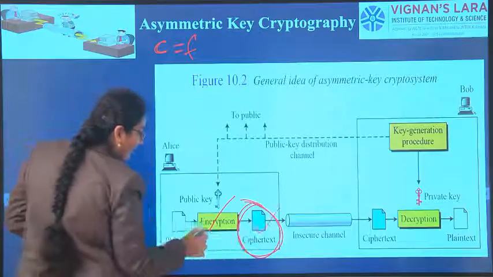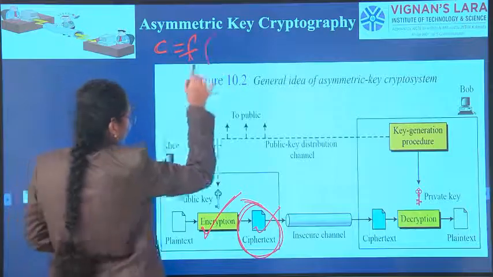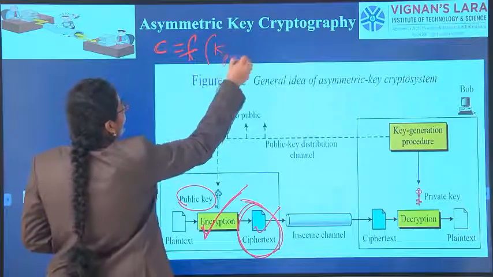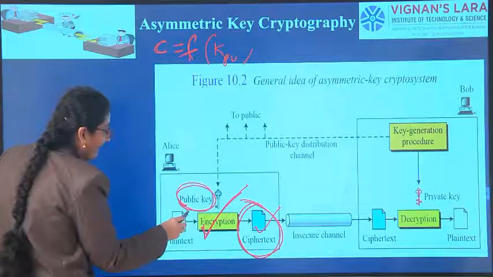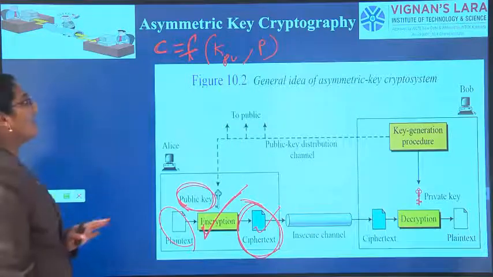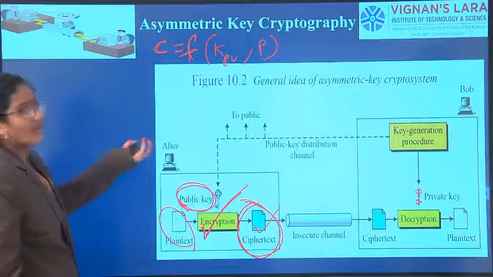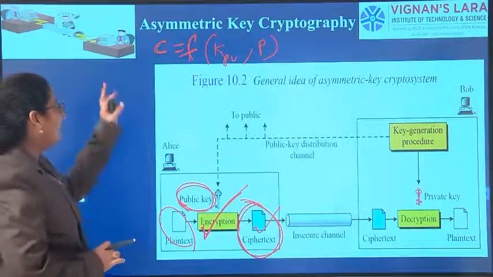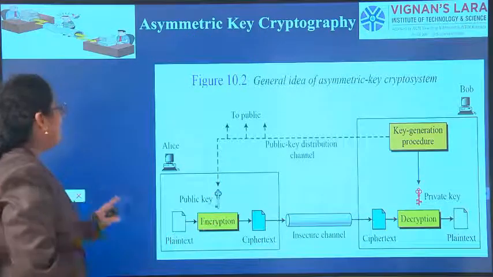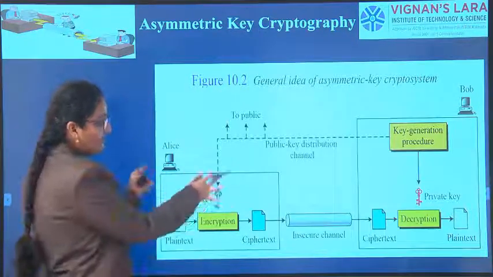To get ciphertext I want to do encryption. Encryption representation is F. Now, to do encryption what do I need? I need the public key. On which should I apply the public key? On plain text. In this easy way you can write the formulas. Don't learn the formulas by heart. Learn to write the formulas from diagrams. If you learn by heart you will make mistakes.